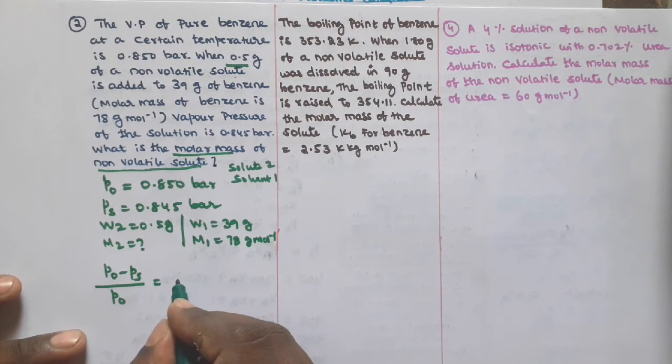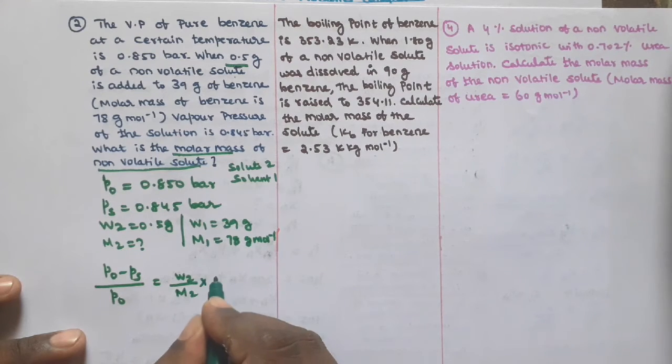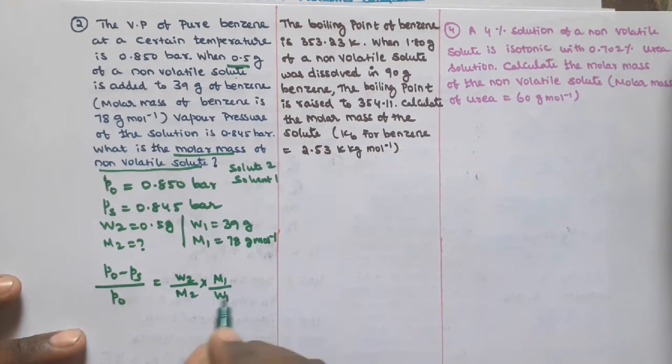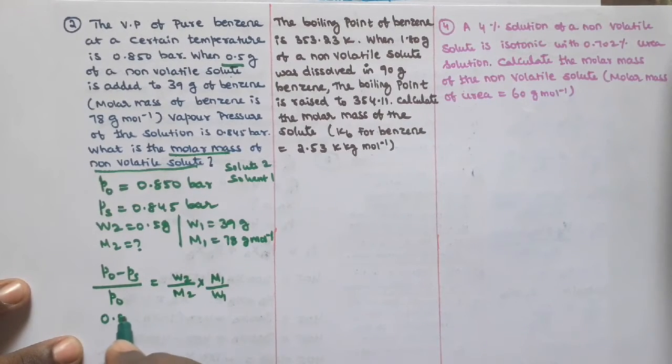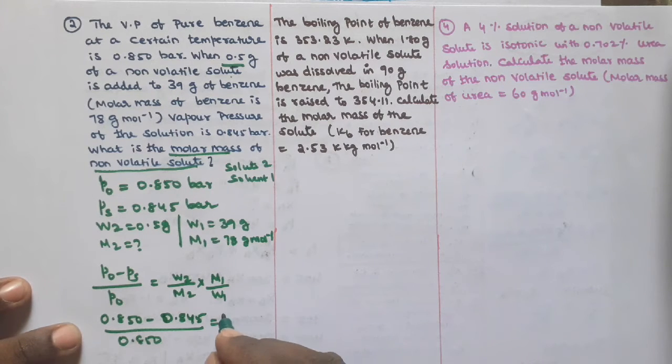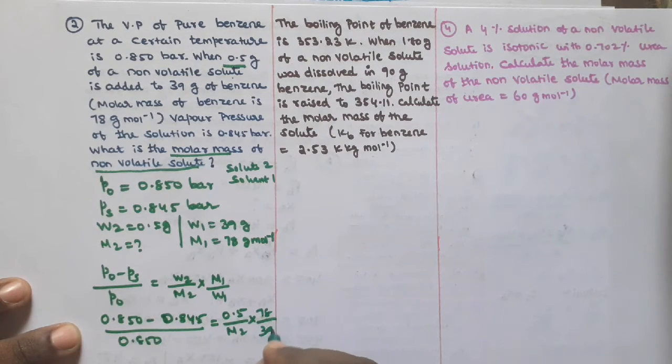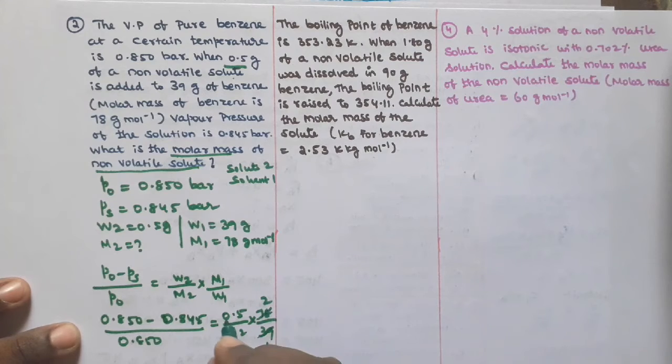(P° − Ps)/P° = W2/M2 × M1/W1. Substituting the known values, (0.850 − 0.845) divided by 0.850 is equal to 0.5 by M2 into 78 by 39. Cancelling it out, 78 by 39 is 2, and 0.5 into 2 is 1.